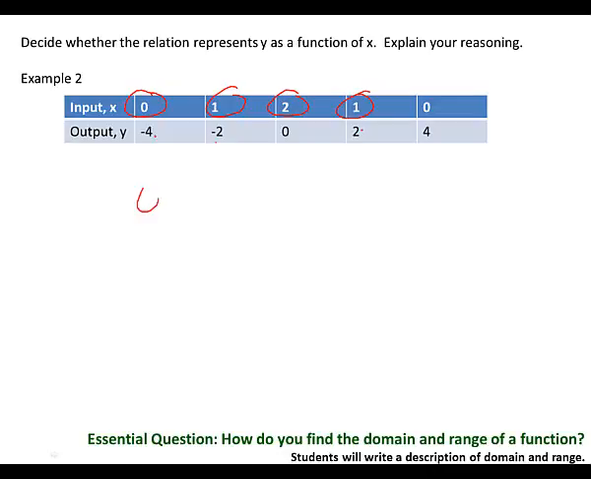Okay, let's think if I drew the arrows. I have 0, it's supposed to go to negative 4. I have 1, it's supposed to go to negative 2. I've got 2, it's supposed to go to 0. I've got 1 again, and now it's going to go to 2. Does it work? No. Do you see how if you drew this out that could help you?